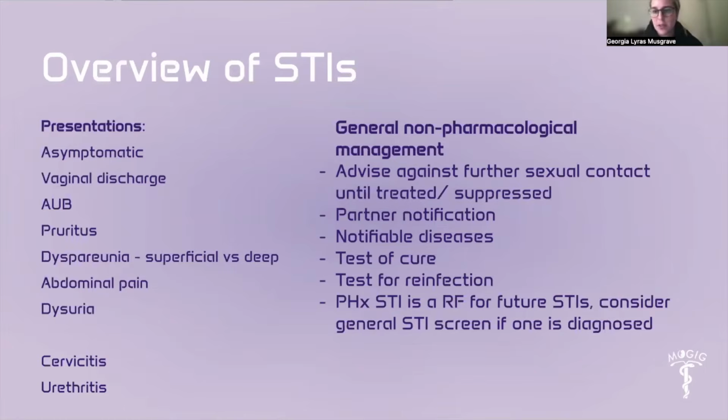It's required for some, but not all. So you'll usually advise against further sexual contact until treated or suppressed. Consider whether you need to do partner notification. Consider whether it's a notifiable disease. Test of cure is usually a couple of weeks after treatment, and test for reinfection is usually a few months later. Once you have one STI, you're at risk of having multiple. So often people will screen for more after they've been diagnosed with one.